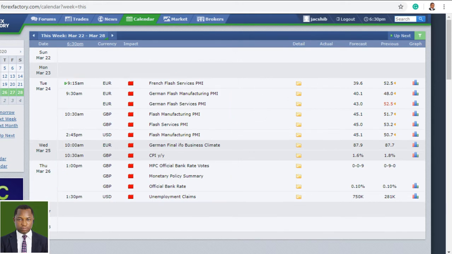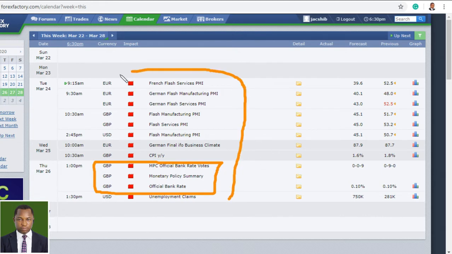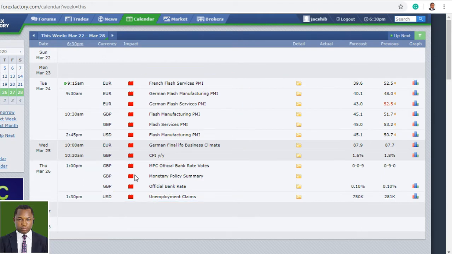You need to pay special attention to the interest rate announcement that will be released from the sterling pound. That seems to be the highest of the high impact news announcements for this week. At any rate, you want to keep all of these high impact news announcements on your notepad, place them on your trading station so you can avoid being trapped in those announcements. Right, let's quickly look into the charts and see what's been going on.